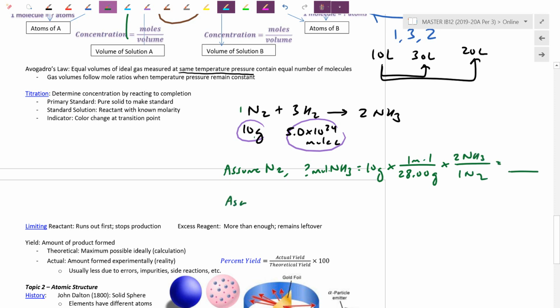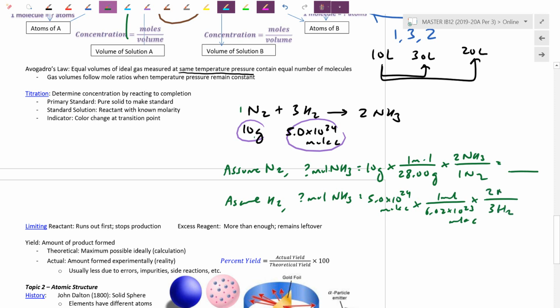Let's assume the H2 is limiting instead. The thing here is I want to go to the same unit of the same chemical to actually figure out which one ran out first. So I take this molecule, use your EXP notation, 5 times 10 to the 24. This is molecules. I'm going to use Avogadro's number to get rid of molecules and go to moles. And then through the mole ratio, I can go 3 parts H2 to 2 parts NH3.